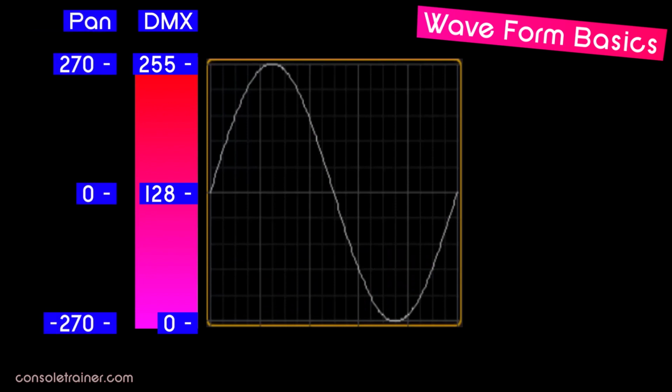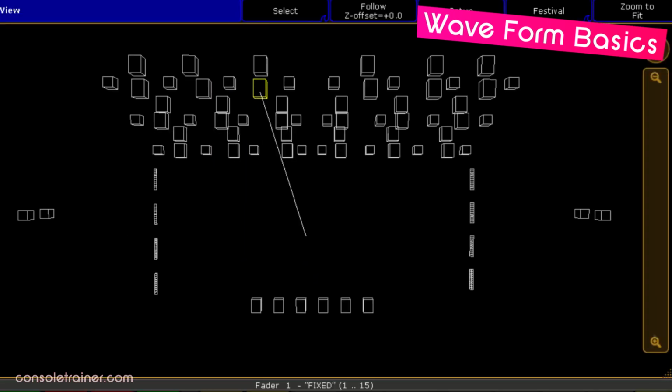This time, let's assume that this is a pan channel with 540 degrees of pan functionality. So our low DMX value of zero would be negative 270 degrees, our resting point would be 0 degrees, and at the top end of our DMX channel would be the other end of pan at positive 270 degrees. So our light would pan from zero all the way one direction, then all the way the other direction, and so on.